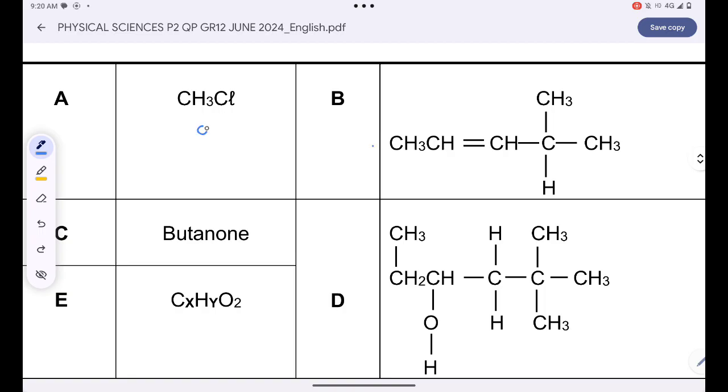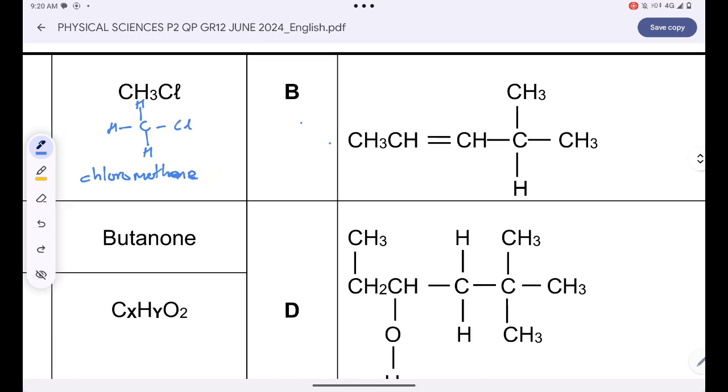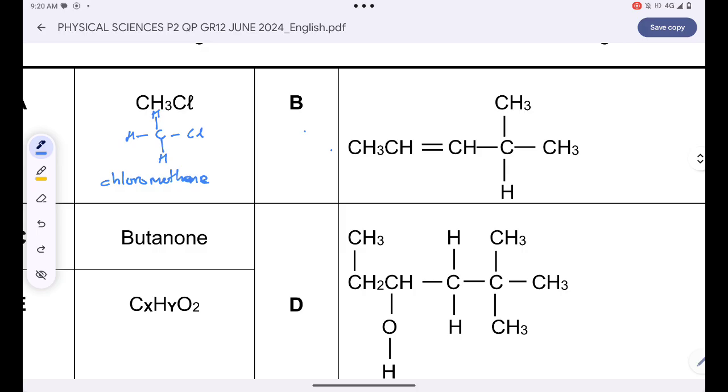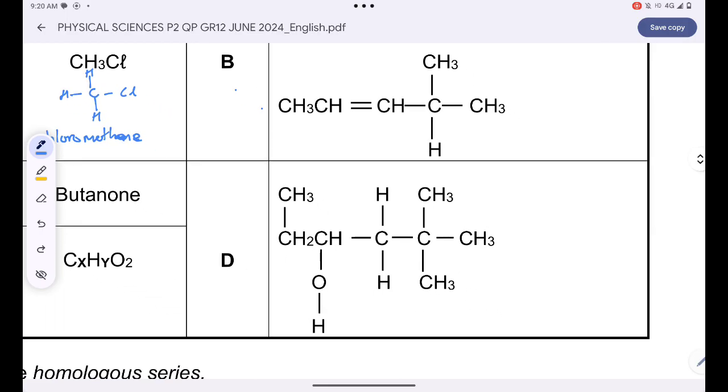Compound A, we only have 1 carbon and 3 hydrogens as well as a chlorine over there. So this is a haloalkane, and the IUPAC name of this haloalkane is called chloromethane. Chloromethane, okay. And then compound B, we are given the same structural formula. All you have to do is to just write down its IUPAC name.